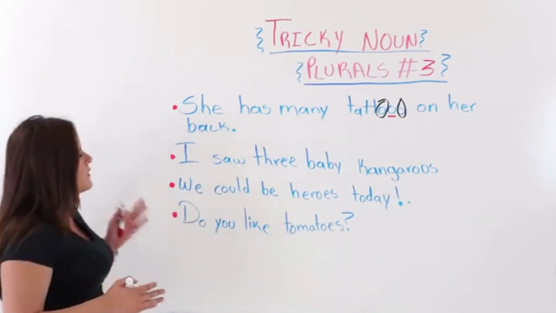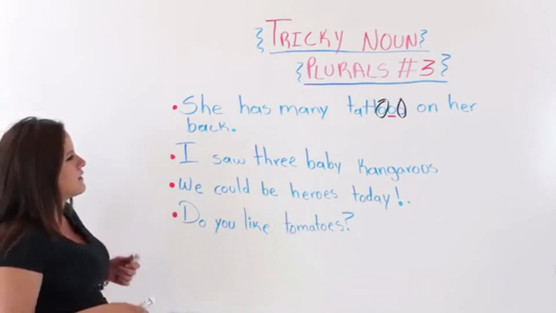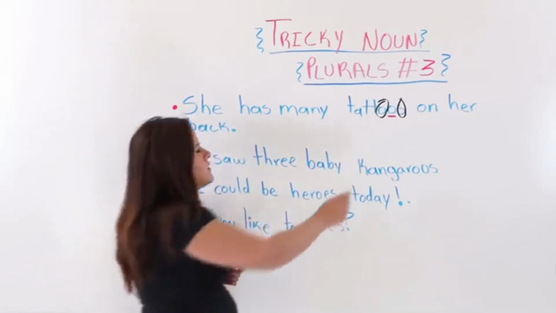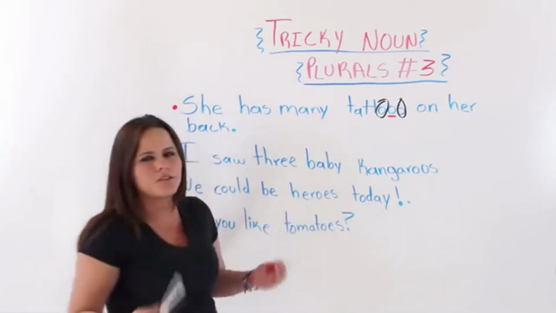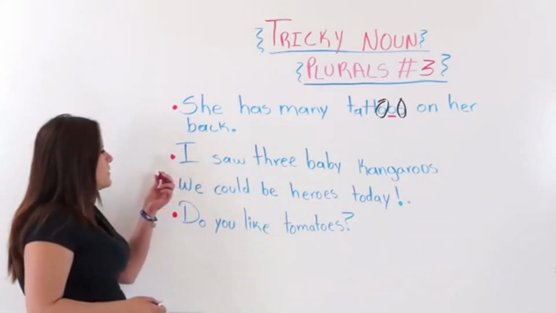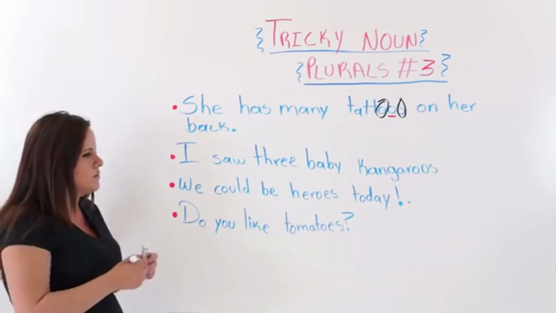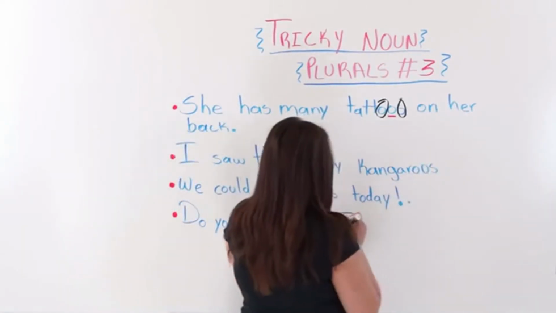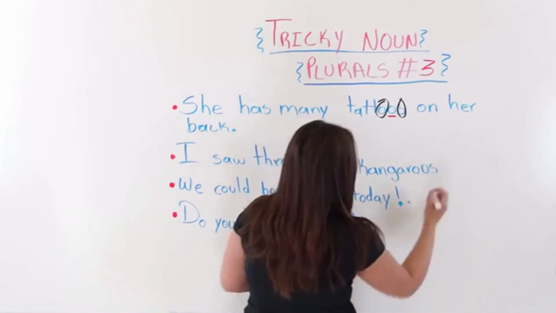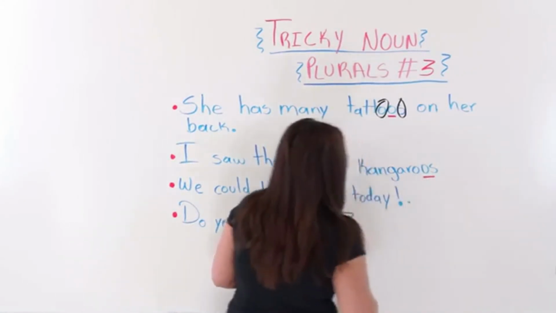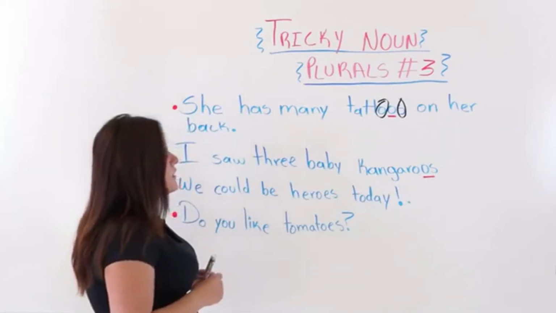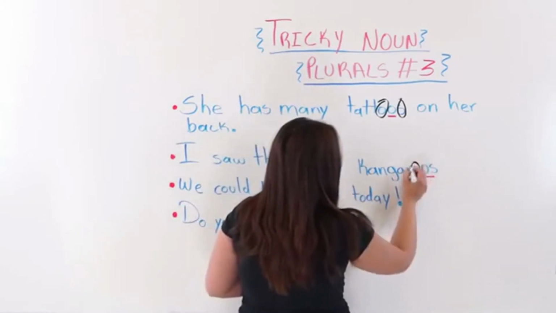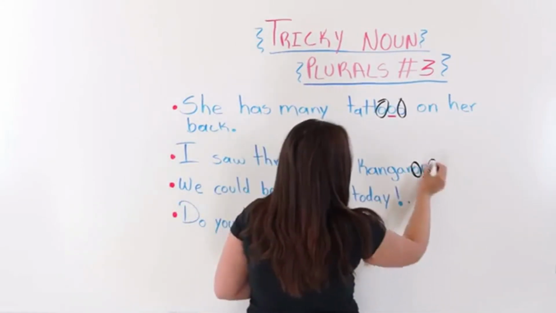So let's begin. She has many tattoos on her back. We have an O and we have another O, so the letter preceding is a vowel. We use an S, as I explained earlier. The next one is: I saw 3 baby kangaroos. As you see here, the letter preceding the last O of the singular form, kangaroo, is an O, so it is a vowel. We will only add an S to it.